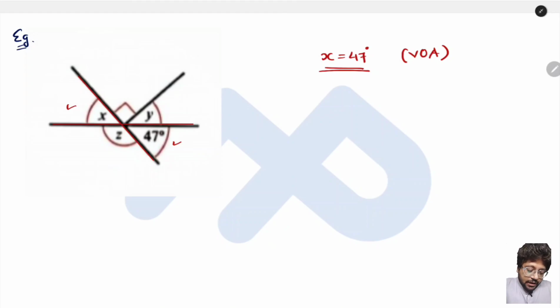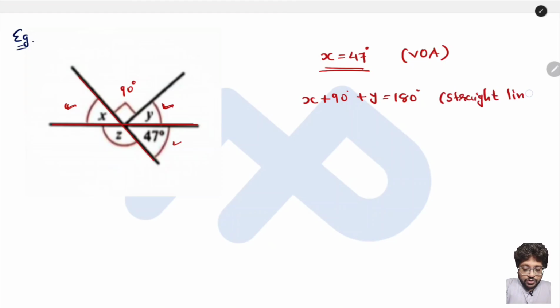Now similarly, let's find the y. x plus this 90 plus this y, they add up to 180 because there is a single straight line here, but you cannot write linear pair because there are not two angles, there are three angles. So x plus 90 plus y is equal to 180, but the reason is a straight line.